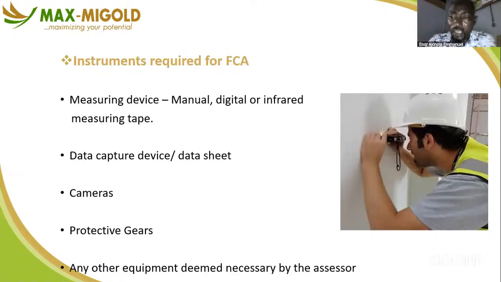And what are those instruments that you need for assessment? At least the minimum you can talk about is your measuring devices. It could be manual, possibly a 5 meter length meter, or a digital or infrared tape. Data capturing devices like your data sheet, your camera, your Android phone, then your protective gear, and any other equipment that is necessary.